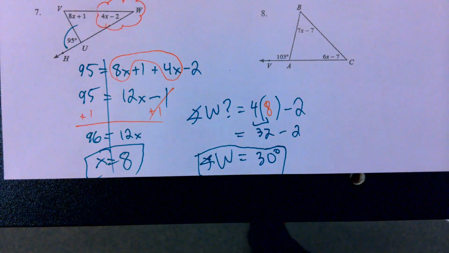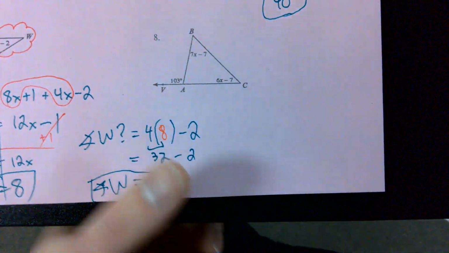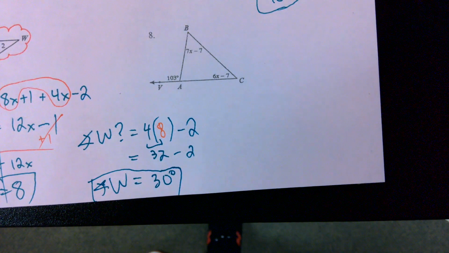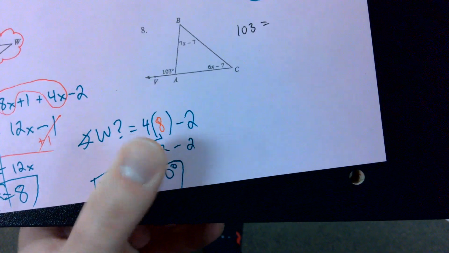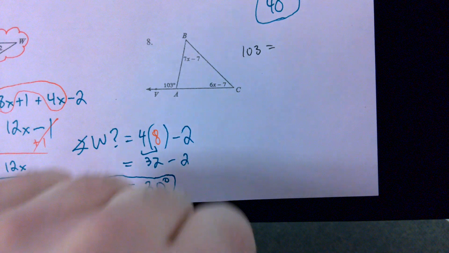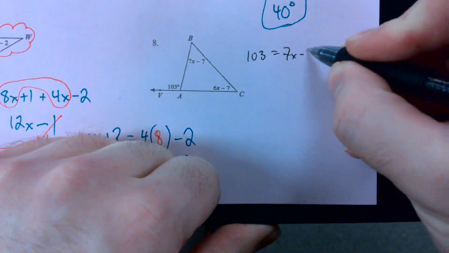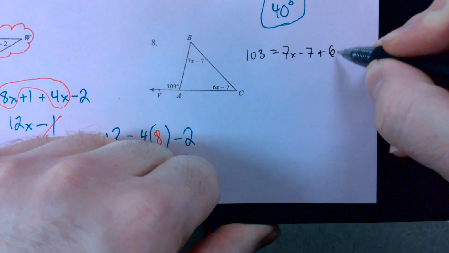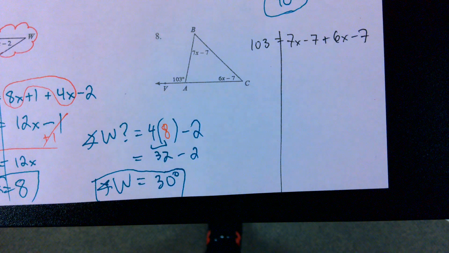Number 8's a little confusing as well, so let's take a look. What's my exterior angle in number 8? 103, good. So my exterior angle is going to be all alone on one side of the equal sign. We're going to take our two inside angles, 7x minus 7 and 6x minus 7, and add them together.